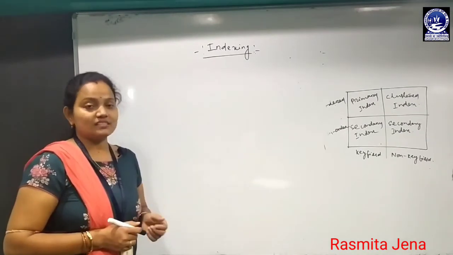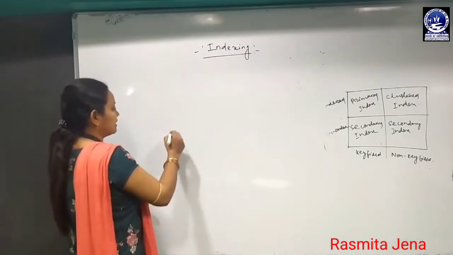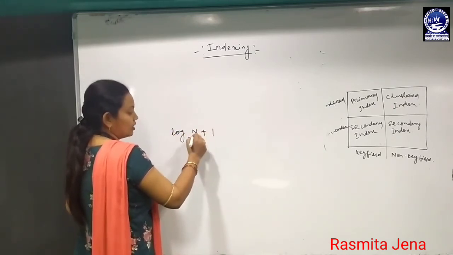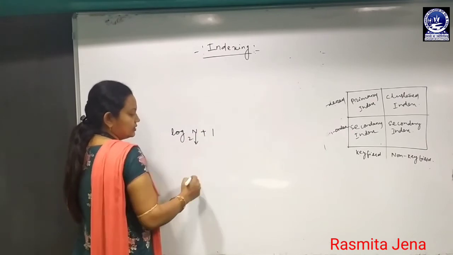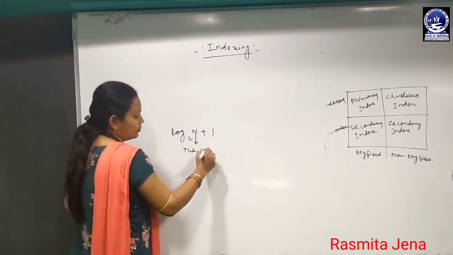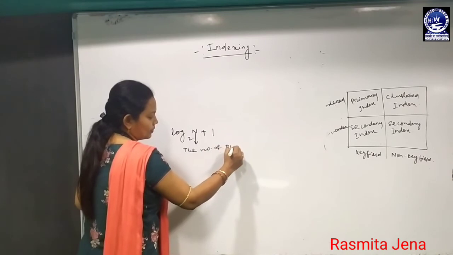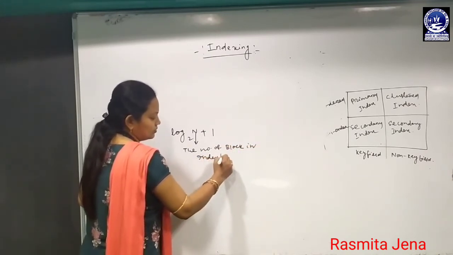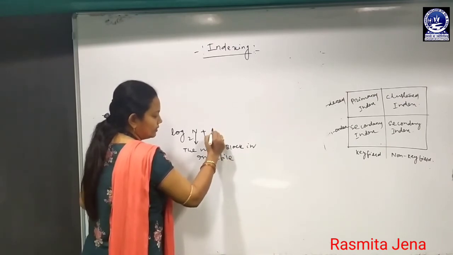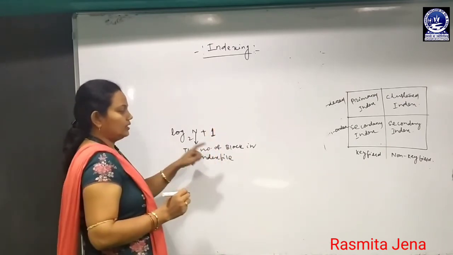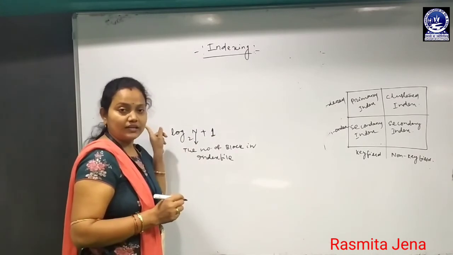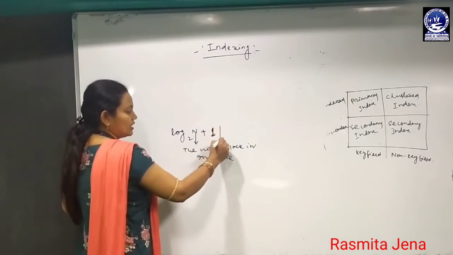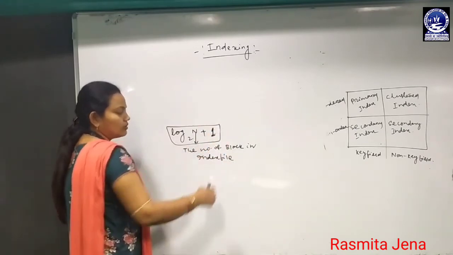Coming to the complexity required for the primary index, that is log n base 2 plus 1. Okay. Log n, here the n represents the number of blocks in the index file. Okay. And this plus 1 means when the pointer points to the hard disk, it will take the time to search that record, that is plus 1. Okay. This is the time complexity required for primary index.